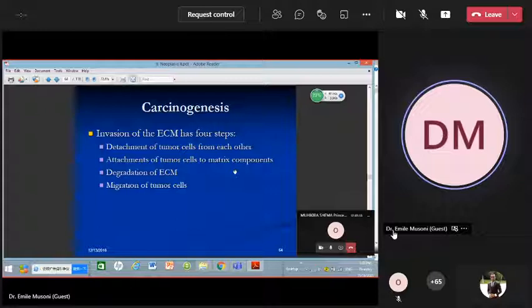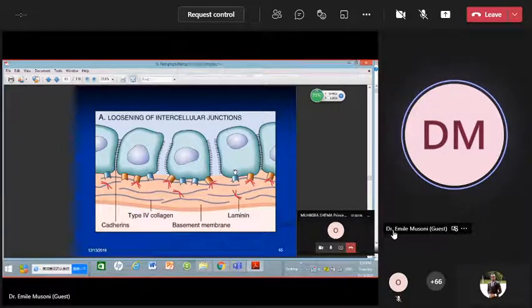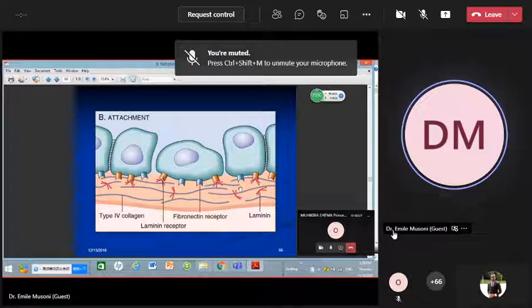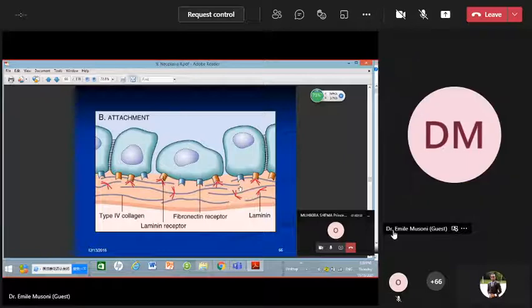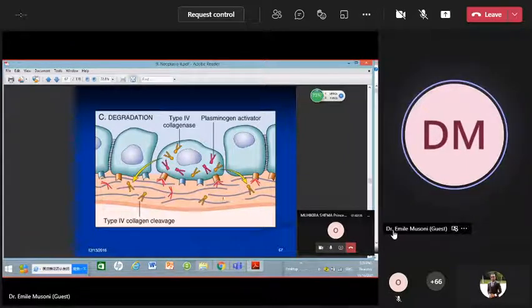Invasion of the extracellular matrix has 4 steps: detachment of the tumor cells from each other, attachment to the extracellular matrix components, degradation of the extracellular matrix, and then migration of tumor cells. Here there is loosening of intercellular junctions. Here we see the cadherins and collagen. Attachment to the basement membrane. Degradation.